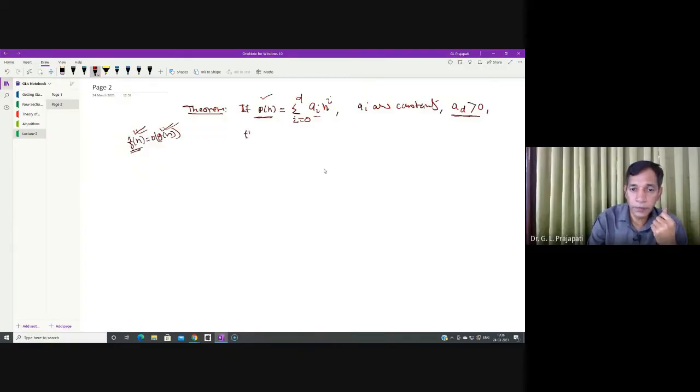Then we can say that P of n is big O of n raised to the power d. This we need to prove. If you can prove this theorem, then later on whenever you have some polynomial, you just see what the highest power is, meaning the degree of this polynomial, and just write it in terms of big O notation. You just say that P of n is big O of n to the power d. You don't require determining the values of C and n0.